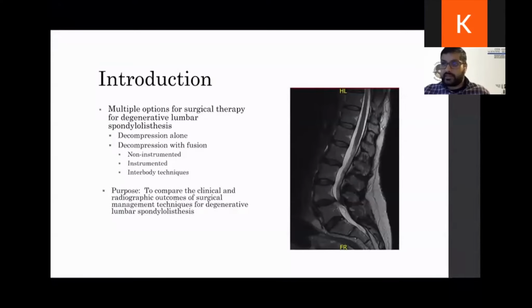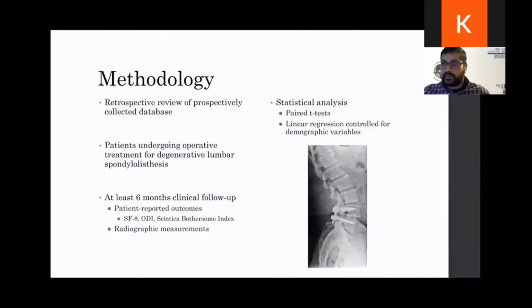As we know, there are multiple surgical options for degenerative lumbar spondy, including decompression alone and decompression with fusion. The purpose of our study was to compare the clinical and radiographic outcomes of surgical management techniques for degenerative lumbar spondy. We used a retrospective review of a prospectively collected database of multiple surgeons at our institution of patients undergoing operative treatment for degenerative lumbar spondylolisthesis with at least 6 months of follow-up.